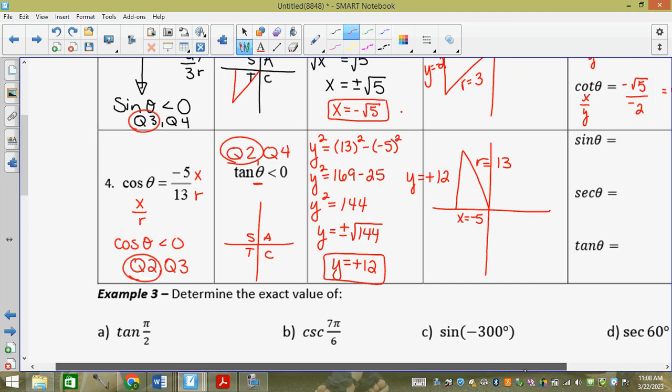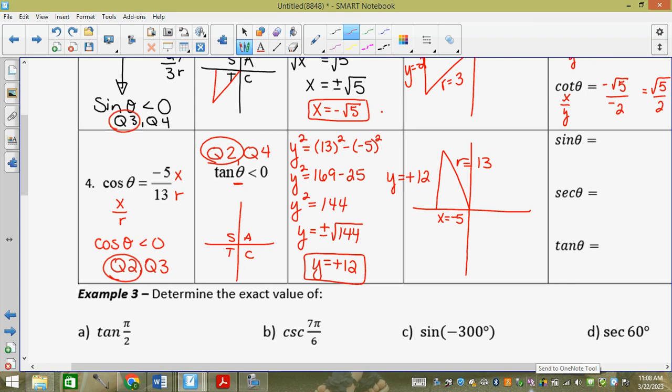And then I have to do my trig ratios. So we have sine theta is sine your resume, so it's going to be 12 over 13. Secant is the opposite of cos. So cos is cook extra rice, so this is rice extra. 13 over negative 5. Or you could go negative 13 over 5. All of those are right. And then tan is y over x, which is 12 over negative 5. Okay?